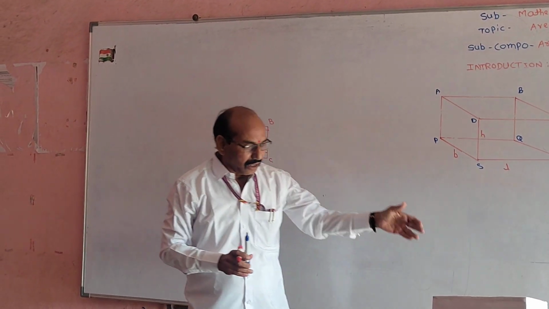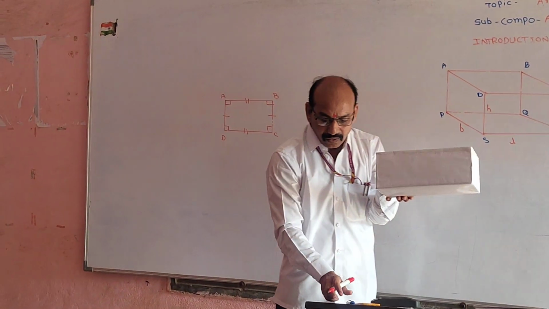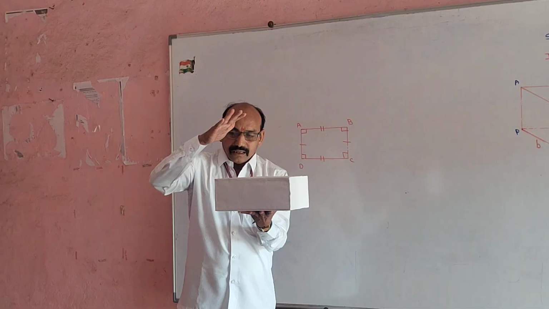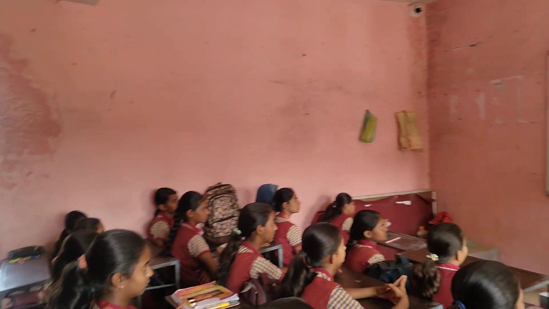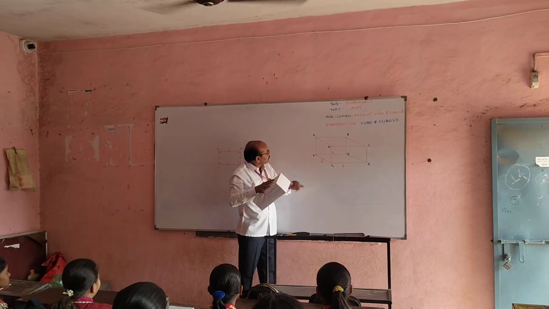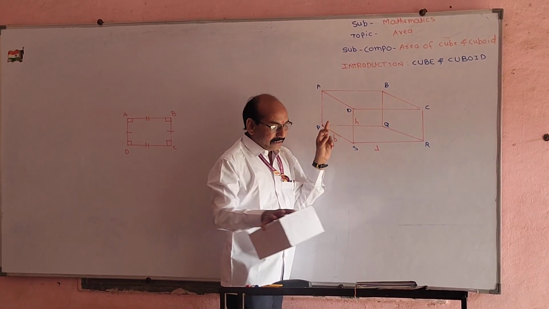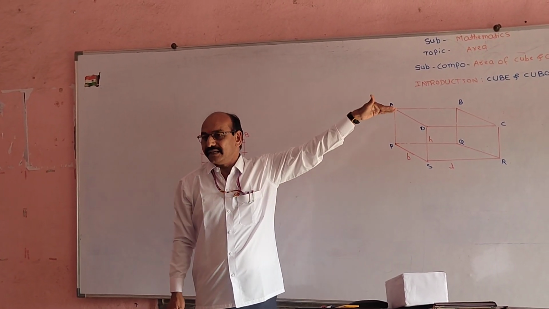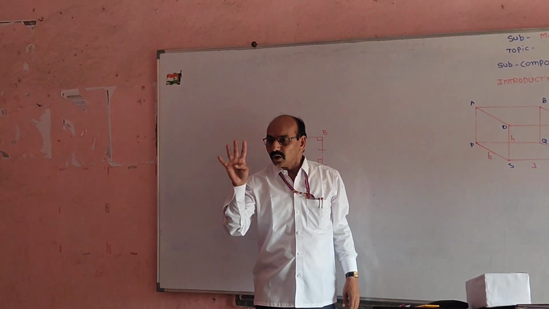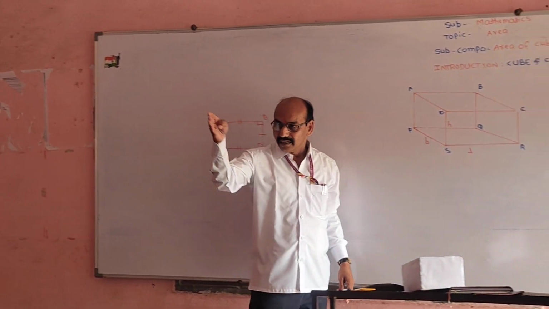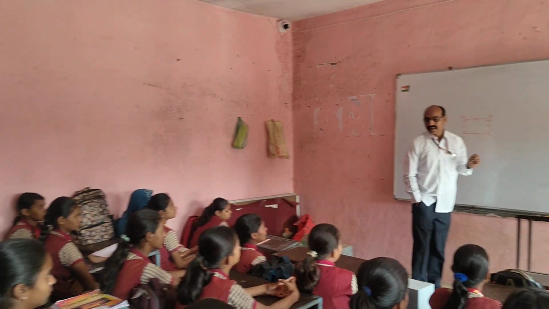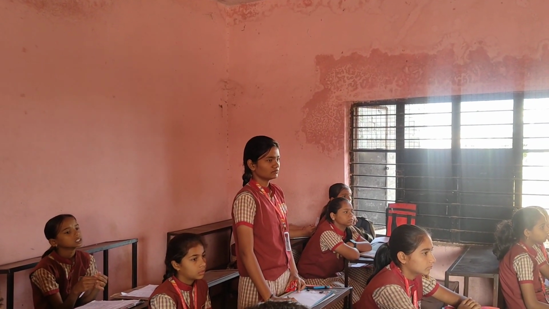Now how many corners does this figure or box have? 8 corners. Consider the top face A, B, C, D. It has four corners. This top face has four corners. This face has four corners; name them: the corners are A, B, C, D.